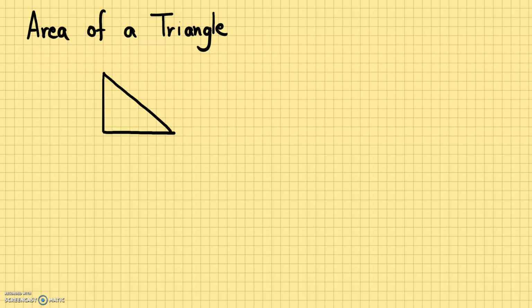And as it is with any polygons, to find the perimeter, you just add all the sides. So this side plus this side plus this side. Okay, that's true with any polygons. You just add up all the sides. For the area though, it's a little bit more complicated with a triangle.